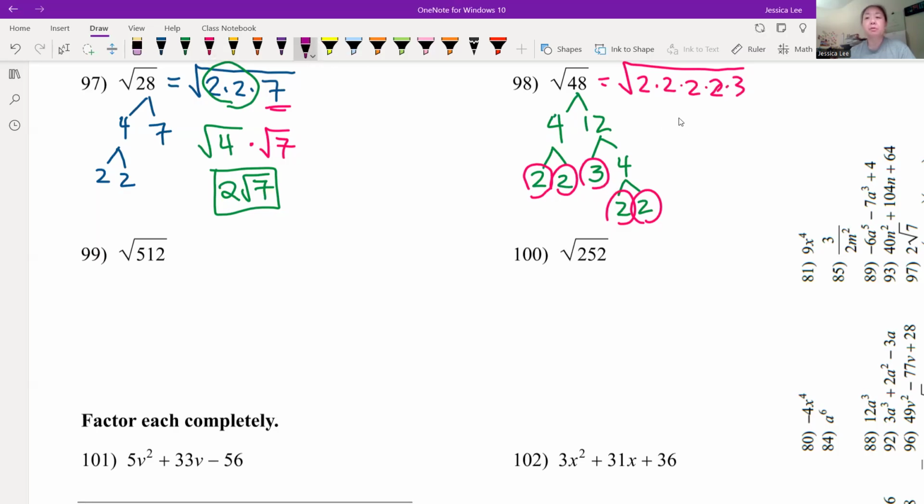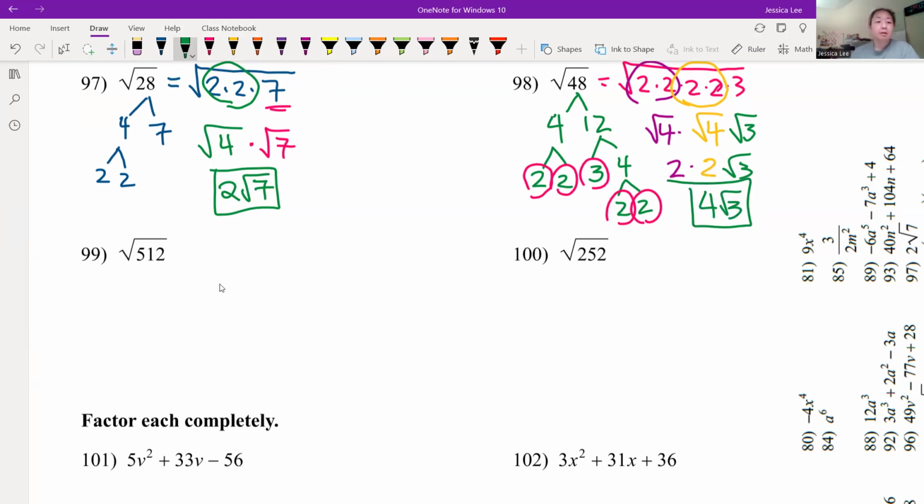Again, I'm going to look for my pairs. I got a pair here, so that would be the square root of 4. I got another pair right here, which is going to be the square root of 4. And I have my lone wolf right here, so that's the square root of 3. The square root of 4 is just 2. And the square root of 4 is still 2. And then we got the square root of 3. We know that 2 times 2 is 4. So it's just going to be 4 root 3.